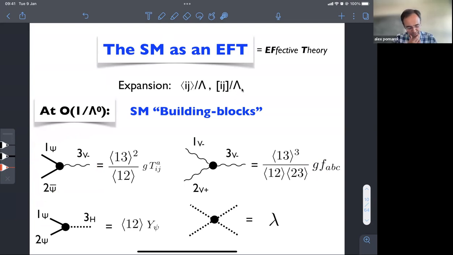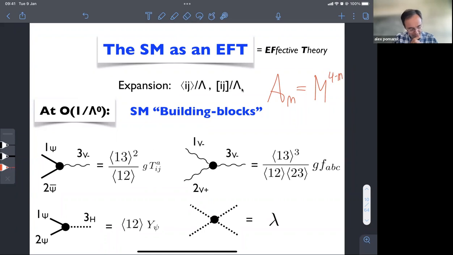Yes, because this is based on dimensional analysis. It's important to remember that the dimension of a 3-point amplitude is 1, and a 4-point amplitude is 0. So an amplitude with n states will go like mass to the 4 minus n. Here we are looking at a 3-point amplitude.